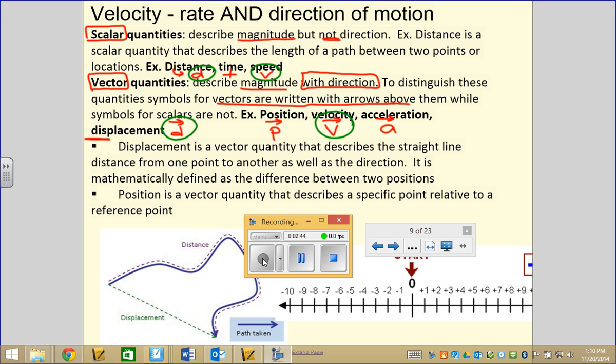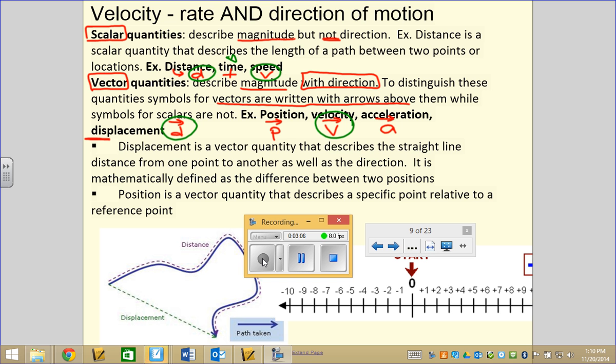So you'll notice on your formula sheet that you have two formulas that look basically identical. One of them is for speed and the other one is for velocity. The only thing that's different is that the one for speed doesn't have arrows and the one for velocity does. Now you'll notice that there are a couple of things that don't appear on both lists.